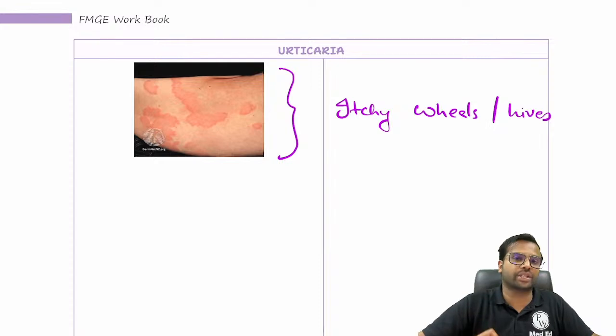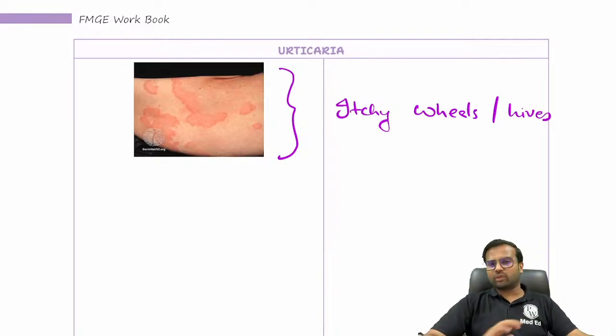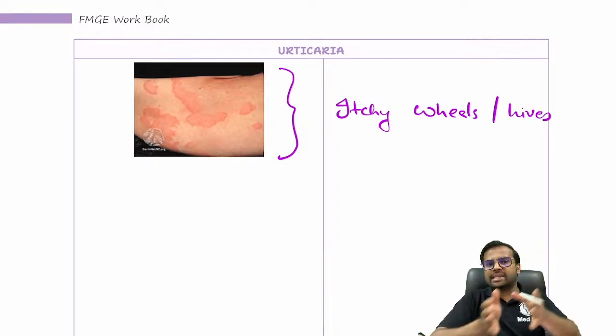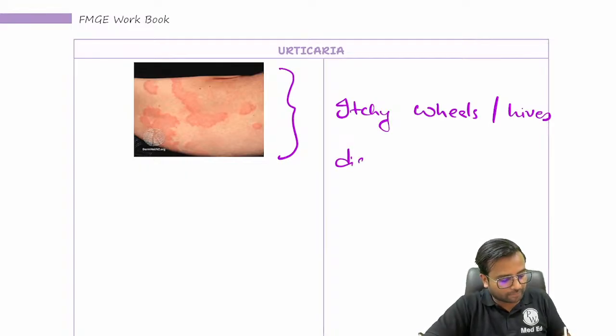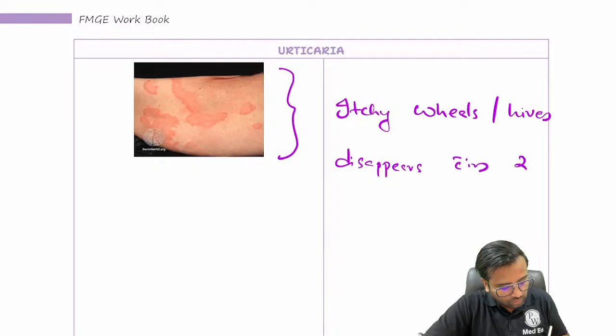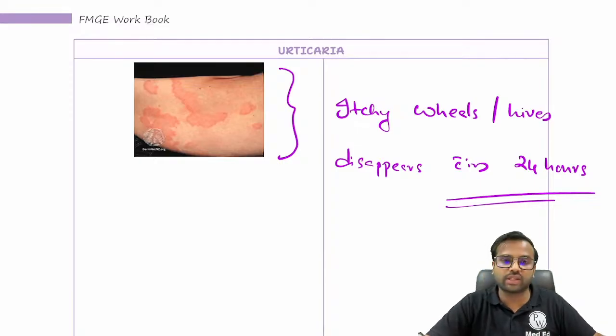And by definition, within how much time is an urticaria going to disappear on its own, without any treatment? By definition, it disappears within 24 hours. That is going to be the exact definition of urticaria.